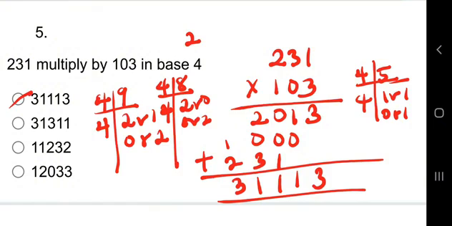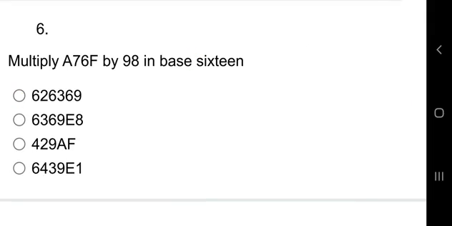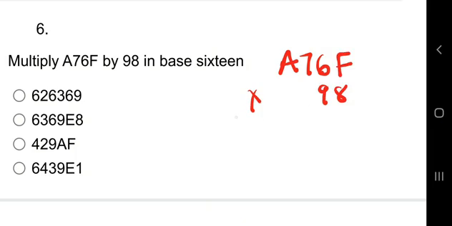All right. So move to the next question now. Question number 6. We have to multiply A76F by 98. So we have A76F, then multiply by 98. So multiply this now. So 8 times F, F is 15. So 8 times 15, that gives 120.